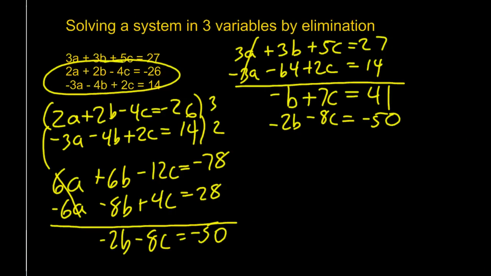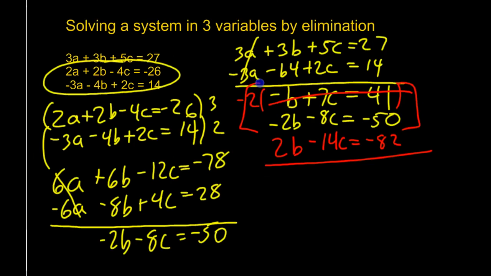So now when we look here at what we have right here, we have a system of equations in two variables. This is what we've been doing up to this point. In order to solve that, we can eliminate the b's by multiplying the top equation by negative 2, making it negative 2b. Sorry, that should be minus, because it's times a negative 2, minus 14c equals negative 82.